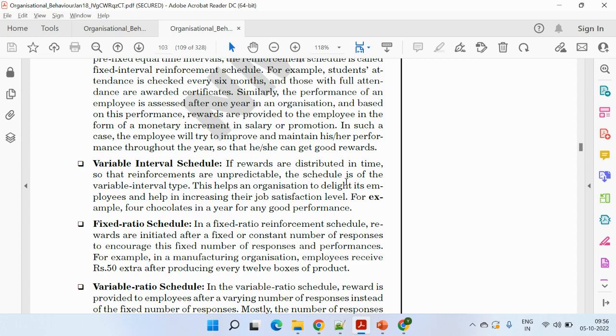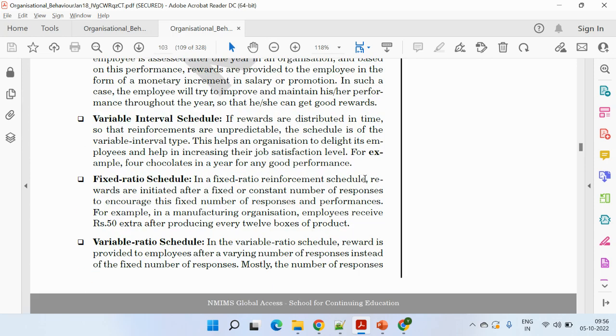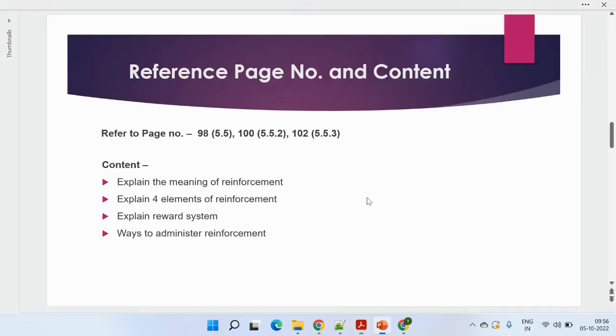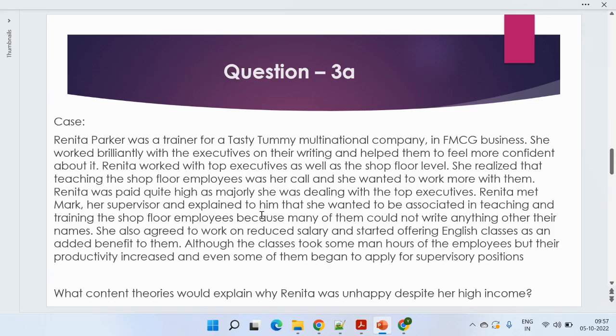So it depends on the percentage of toughness, or you can say it purely varies from company to company, employer to employer, or the way they are dealing with their certain services or products. So it purely depends on the nature of the task your employee is doing. So this is about the reinforcement schedules. So I think the second question is pretty much clear. Now moving to our third question.